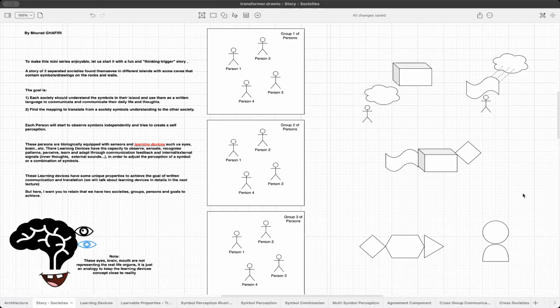And also, another goal is finding a way to map or to translate from a society's symbols understanding to the other society. So each person will start to observe symbols independently and tries to understand and create a safe perception of the symbols and combination of symbols. So maybe this one is a person dreaming of a treasure or a box. Maybe this one is a man protecting itself from the rain.